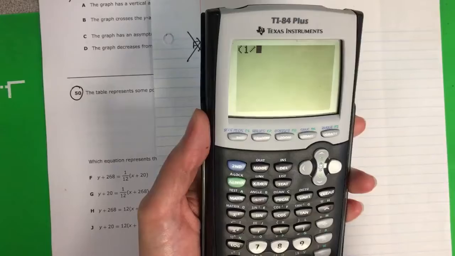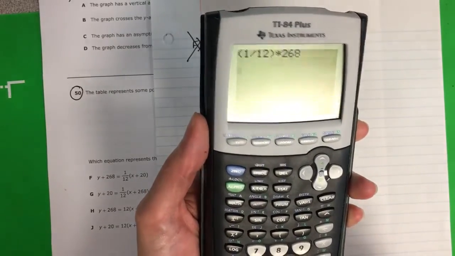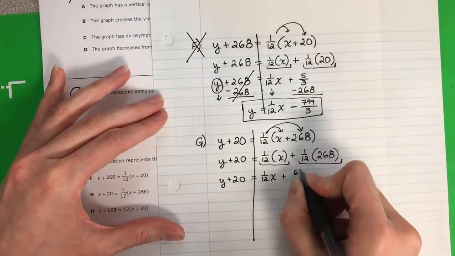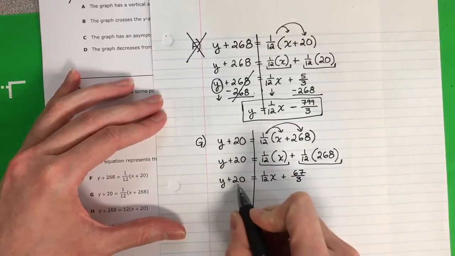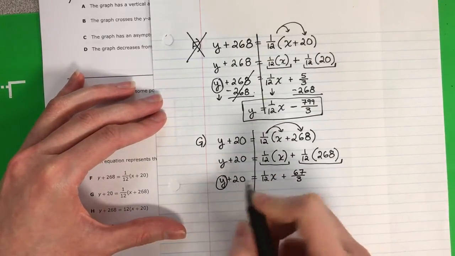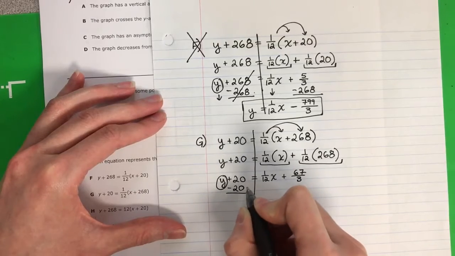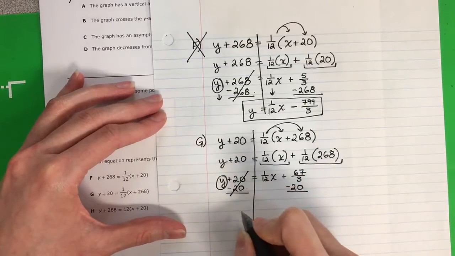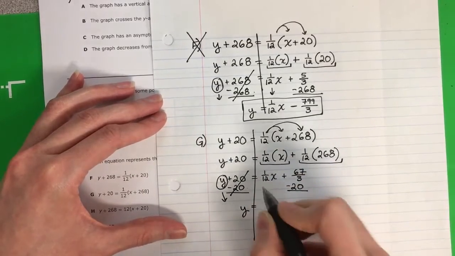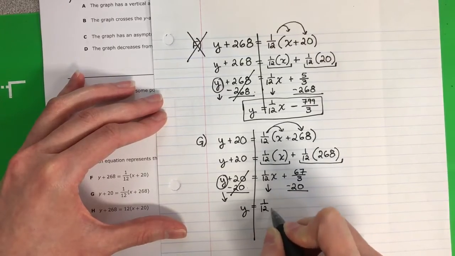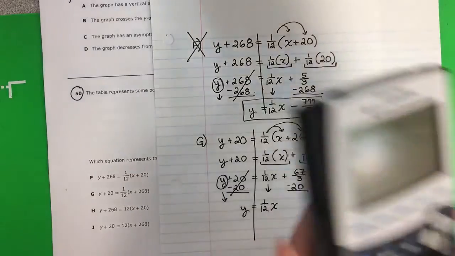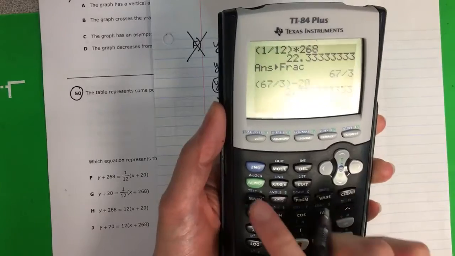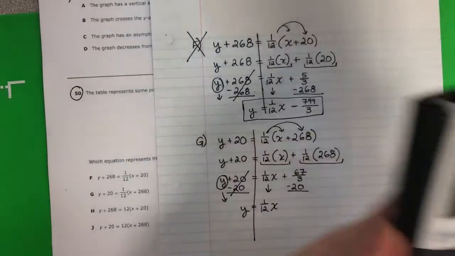So parenthesis 1 divided by 12, parenthesis times 268. Change to a fraction, 67/3. Now we move the plus 20 because I want the y alone. So the opposite of plus is minus, so minus 20. No letter, put it with the no letter. This cancels, it's a 0. Copy down y equals 1 divided by 12x, 67 thirds minus 20, so parenthesis, 67 thirds minus 20, change to a fraction. I got positive 7 thirds.